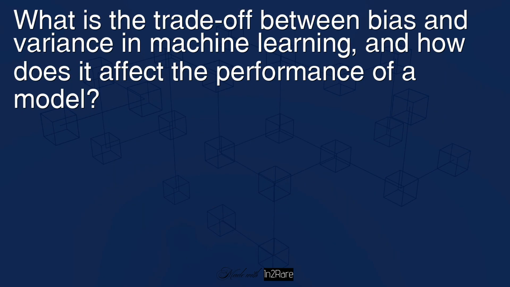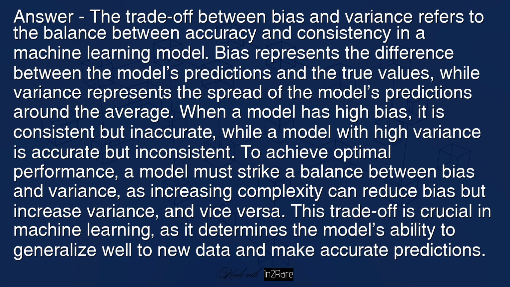What is the trade-off between bias and variance in machine learning, and how does it affect the performance of a model? Answer: the trade-off between bias and variance refers to the balance between accuracy and consistency in a machine learning model. Bias represents the difference between the model's predictions and the true values, while variance represents the spread of the model's predictions around the average. When a model has high bias, it is consistent but inaccurate, while a model with high variance is accurate but inconsistent.